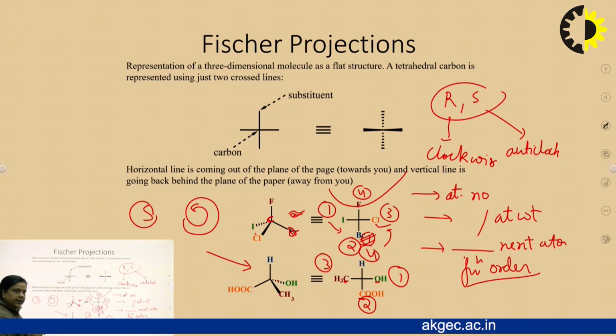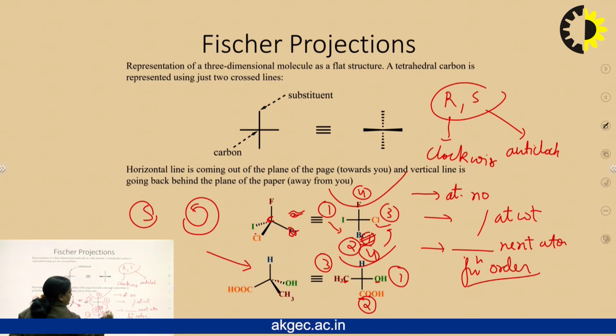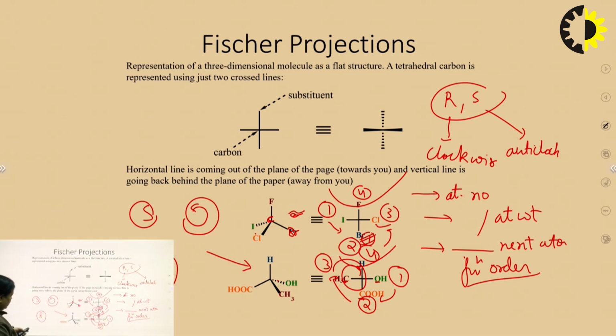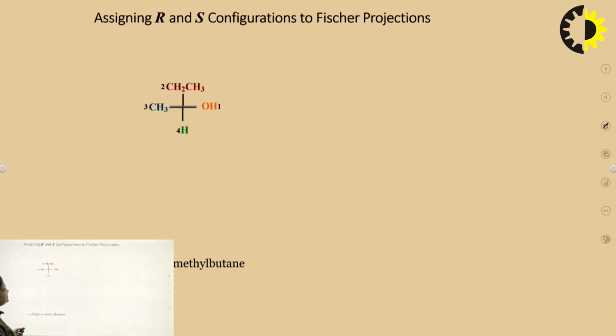Now, check whether number 4 is above or below the plane. Since it is above the plane, forget this. And then 1 to 2, 2 to 3. So here we see the clockwise rotation. Clockwise rotation means this compound will be R. So this is basically the Fischer R/S representation.